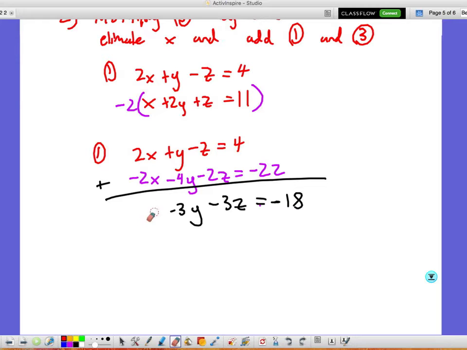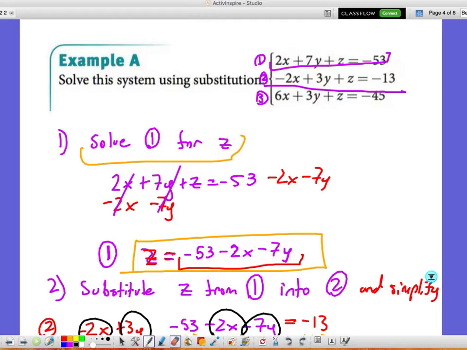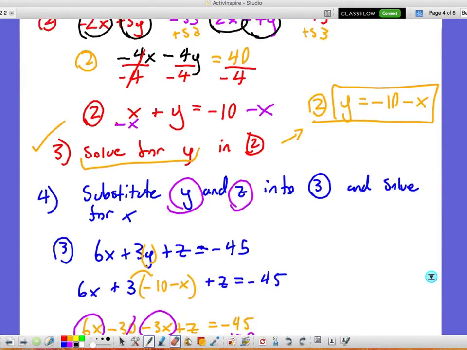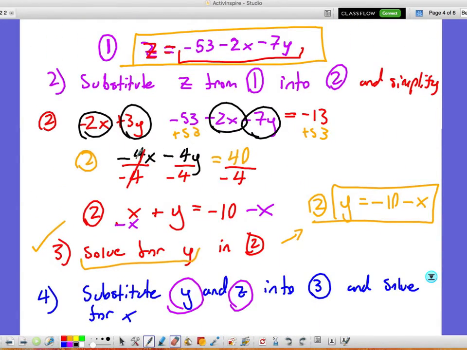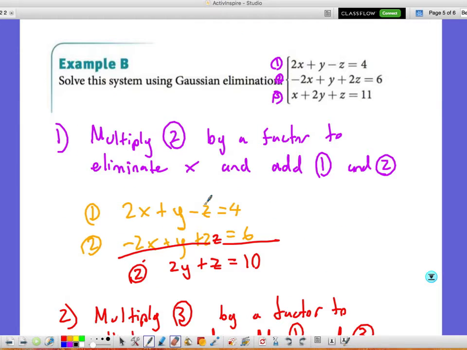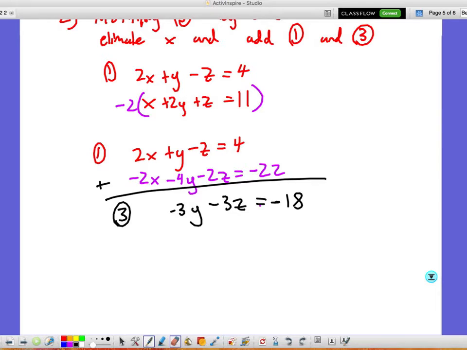So here is my new equation 3. But notice I can simplify this. Looking all the way back to here, notice here we divided everything by -4 in order to simplify it. That's what we're going to do here. But we're not going to divide by -4. Instead, we can divide everything by -3. Again, we want to divide by a negative to make everything positive.